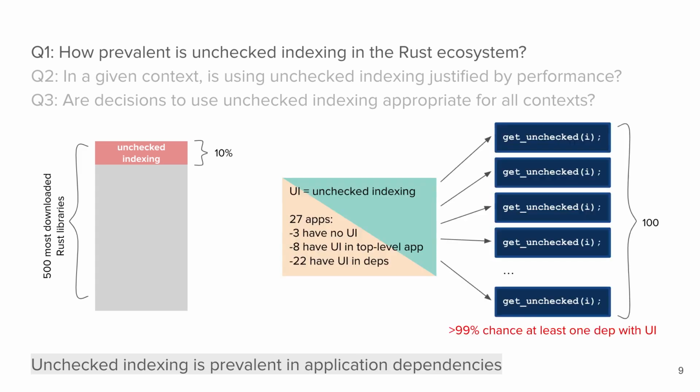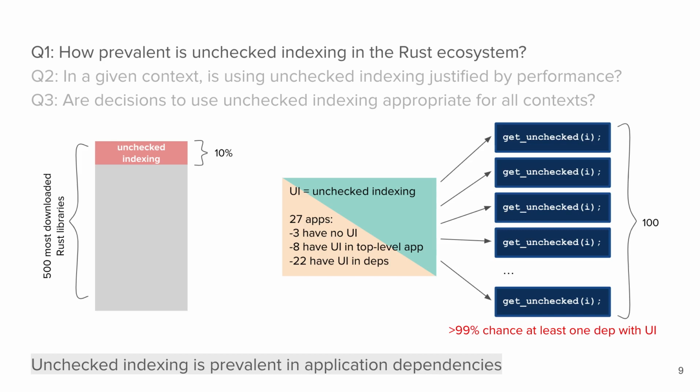We also count the number of source-level unchecked indexing operations across a set of 27 popular, reasonably well-maintained, safety and performance-oriented Rust applications. 3 of these applications contain no unchecked indexing whatsoever. 8 contain unchecked indexing in the top-level application code, and 22 contain unchecked indexing in library dependencies.